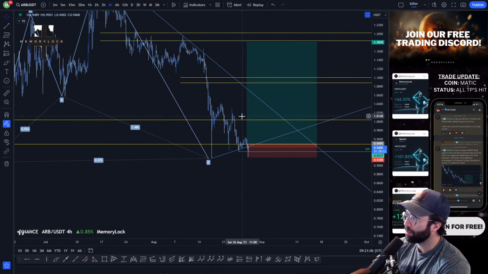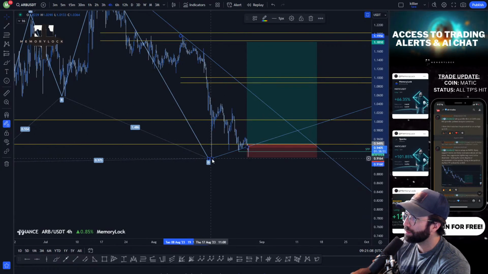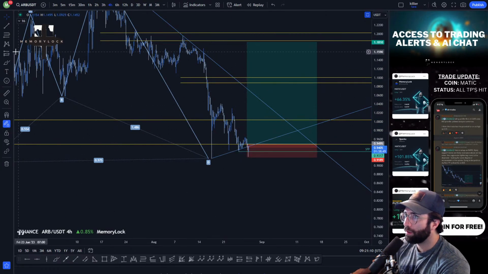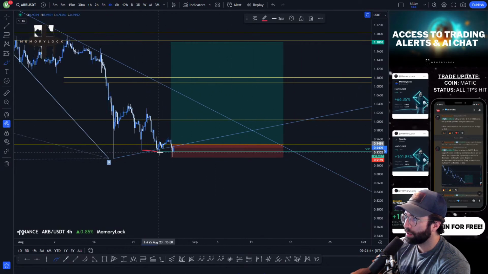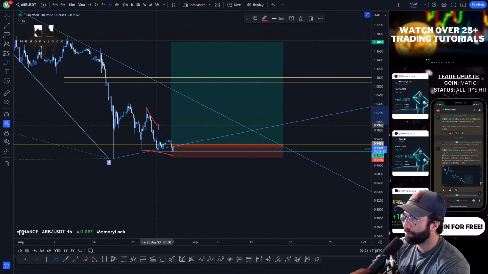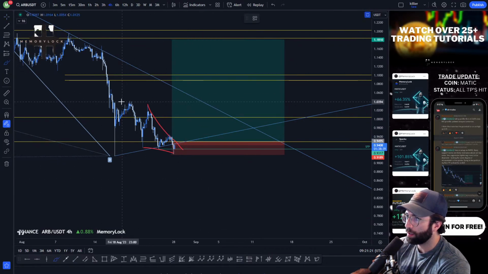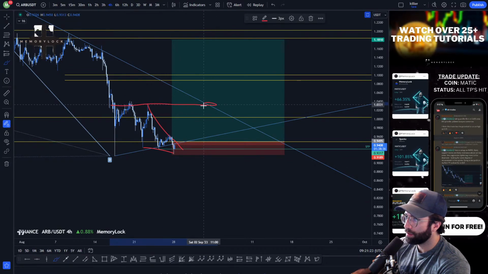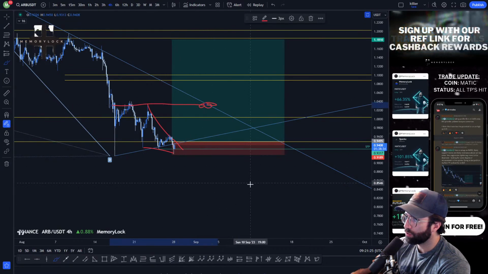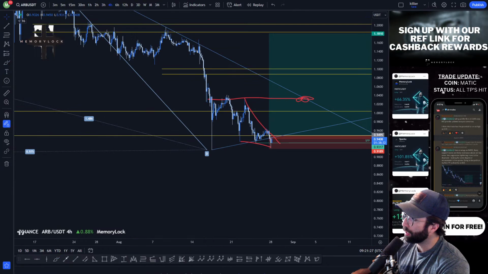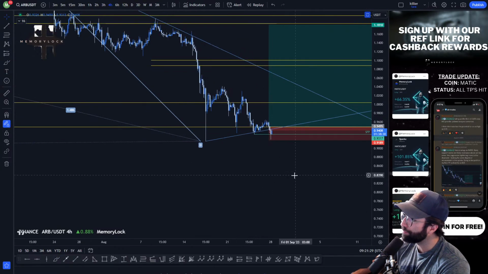And what I would be looking for, I have all of these 1H drawn out. But really what I would be looking for is to take a position, closing somewhere around these highs, right? Probably somewhere near this trend line would be a key take profit zone for me.